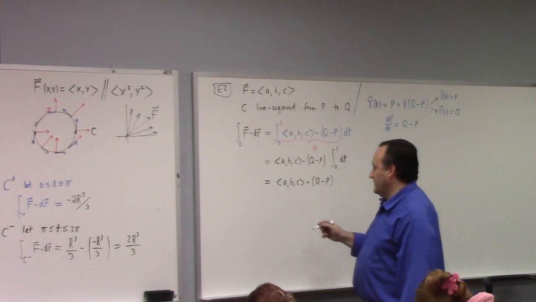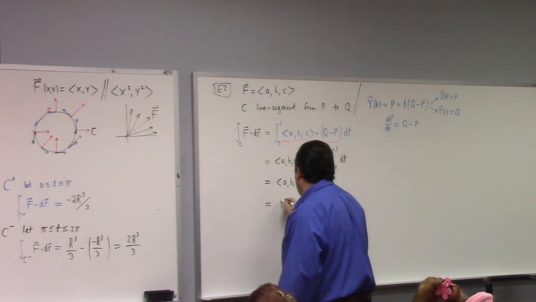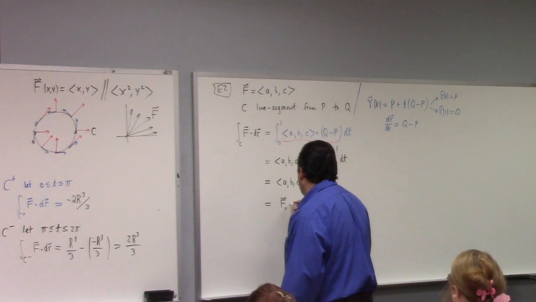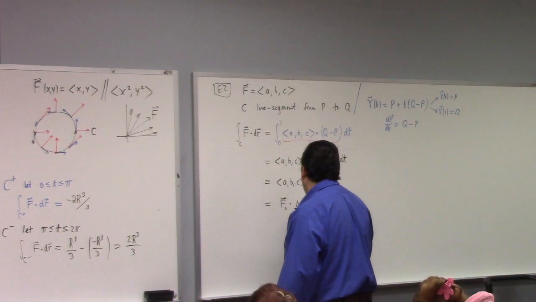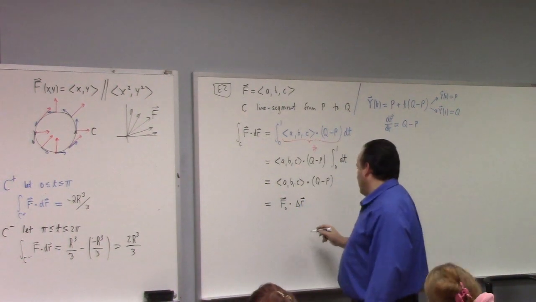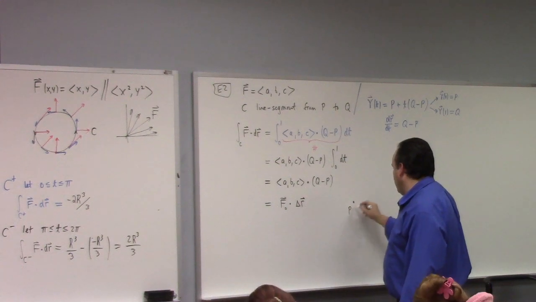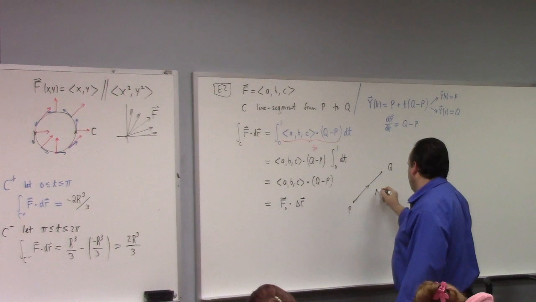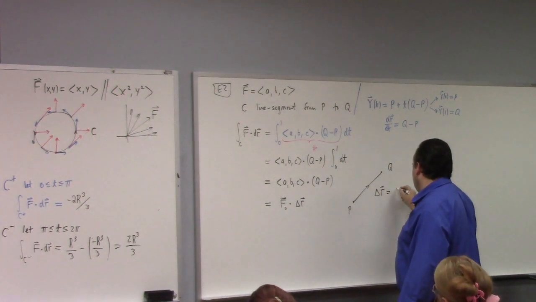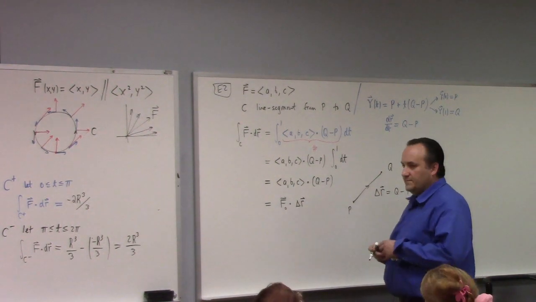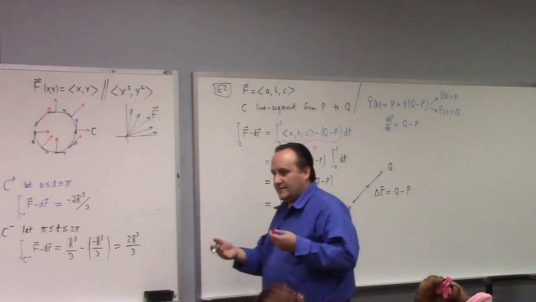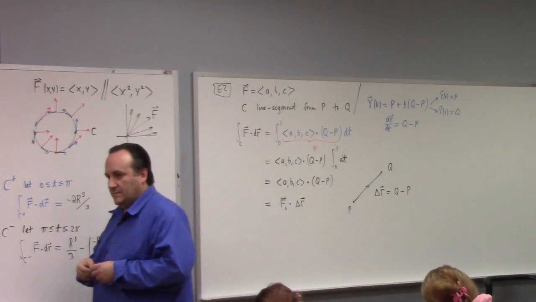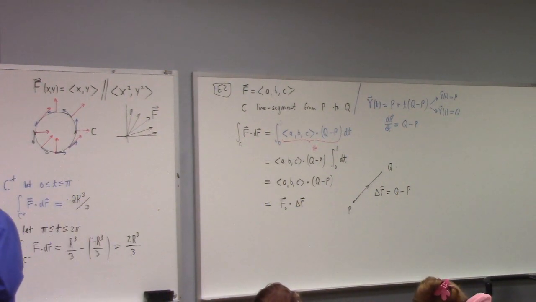Or if you want this in terms of physics lingo, it's the constant vector F naught dotted with the displacement r. If you're starting at P and you're going to Q, that motion, your displacement r, is your final point minus your initial point. So the work is the force dot the displacement. This is like the intermediate understanding of work.